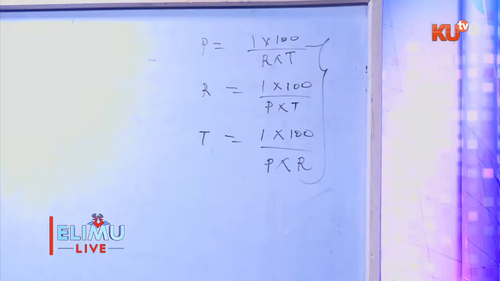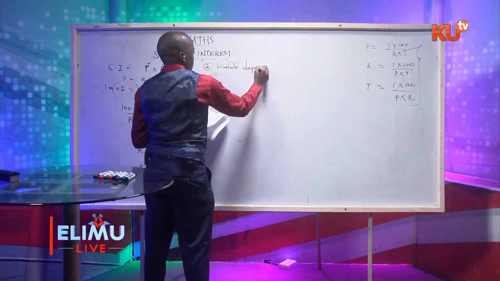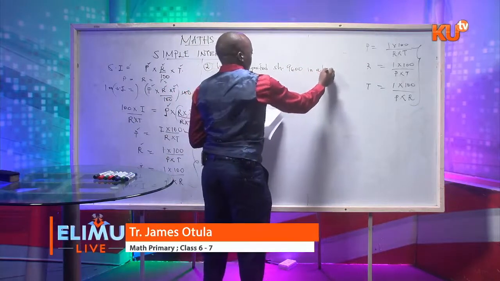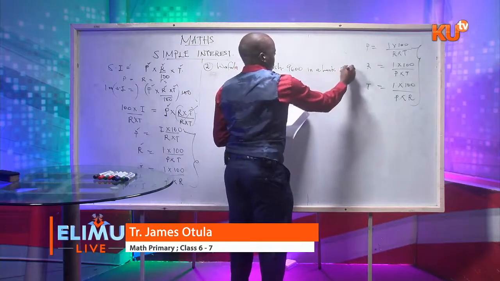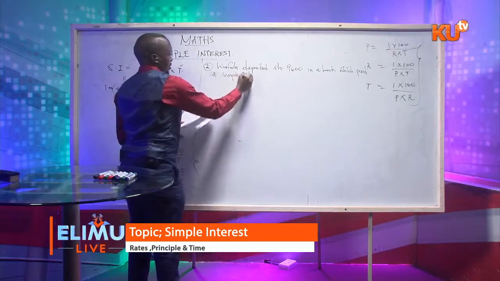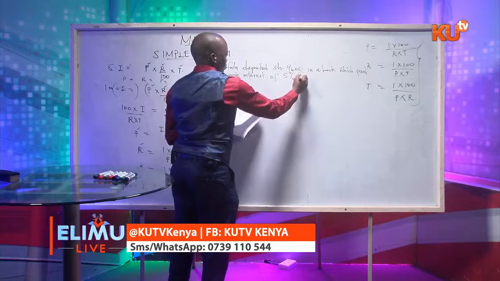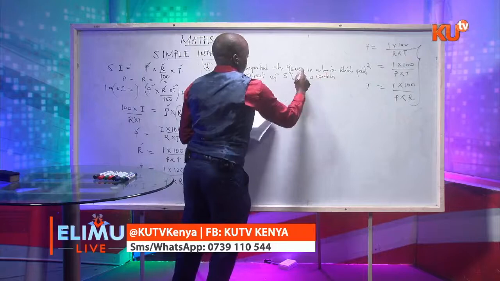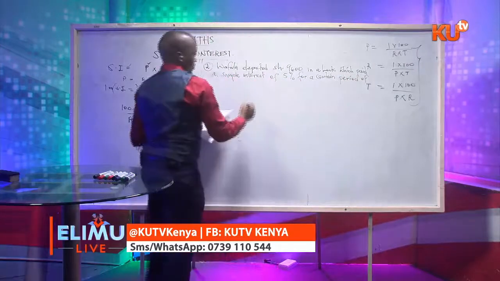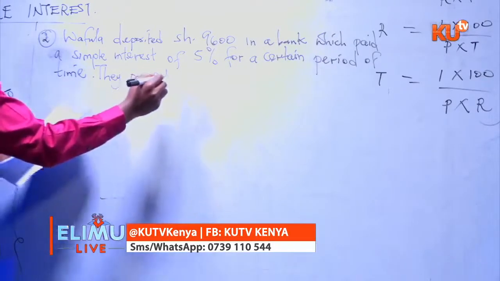A question is given that Wafula deposited 9,600 shillings in a bank, which paid a simple interest of 5% for a certain period of time. The money and an interest.